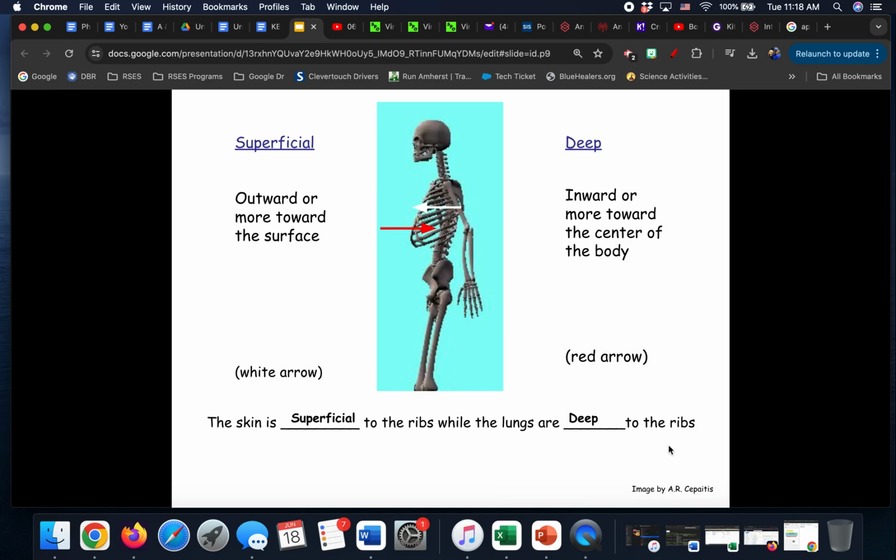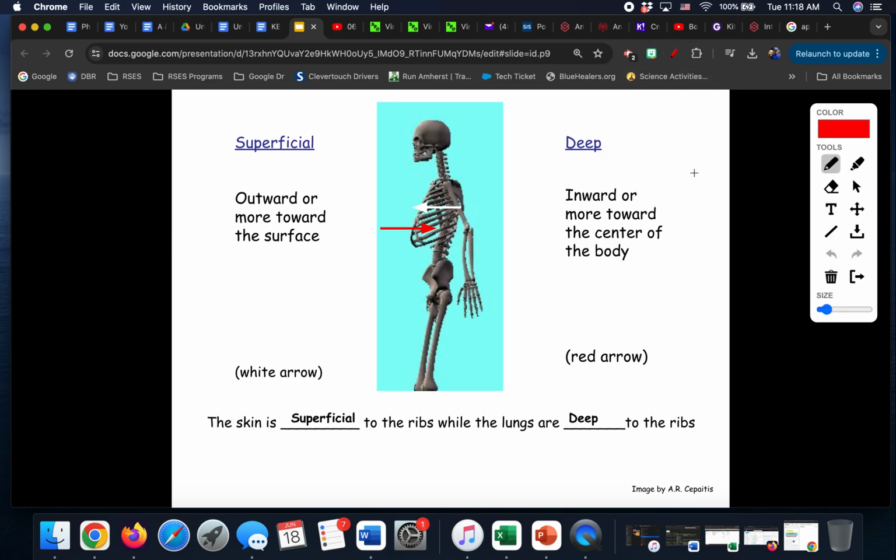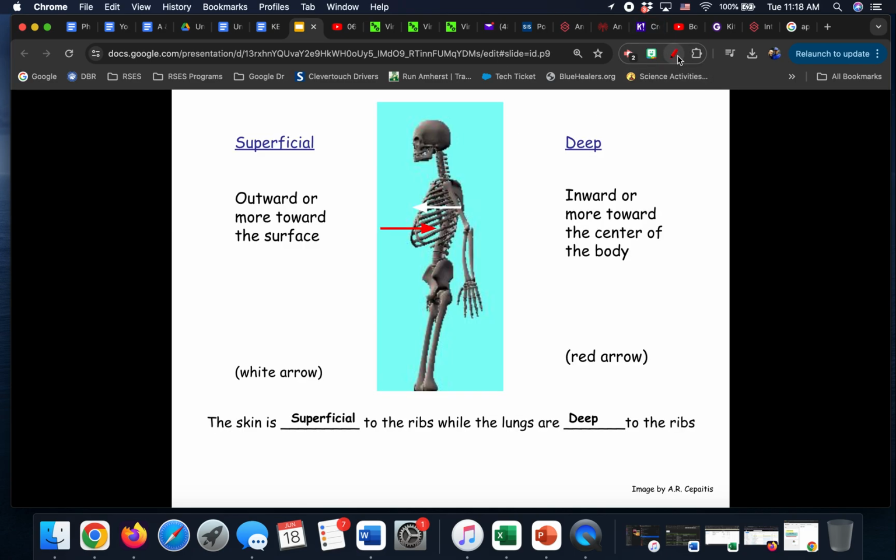Skip right through that. All right, probably the easiest of these new terms would be superficial versus deep. If you've ever heard a superficial wound, just means you got a little scratch. It's just scratching the surface of your skin. Because superficial means outward or more toward the surface. And if you've ever had a deep wound, hopefully you haven't, that's cutting deep. It's like you need stitches and damage because it's further in. So the skin would be superficial to everything because it's on the outside. And then everything else you'd compare down here.